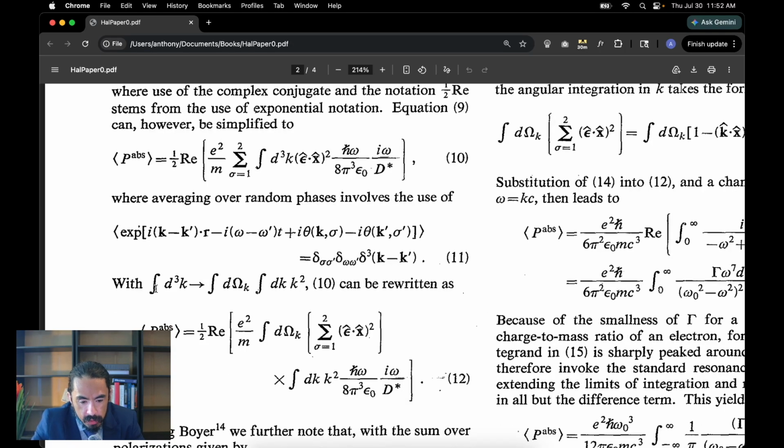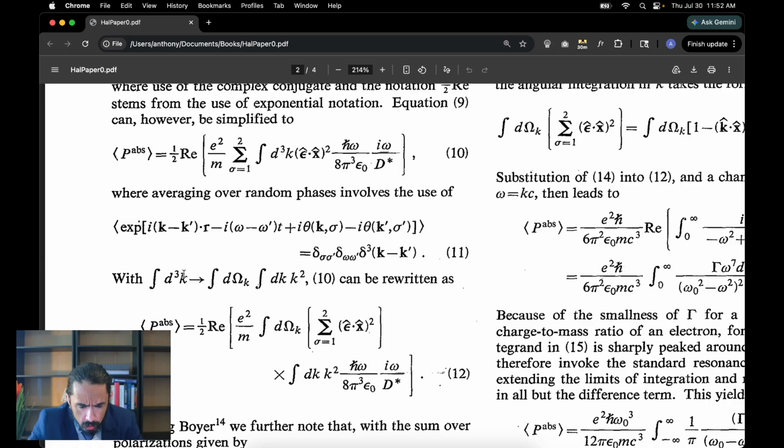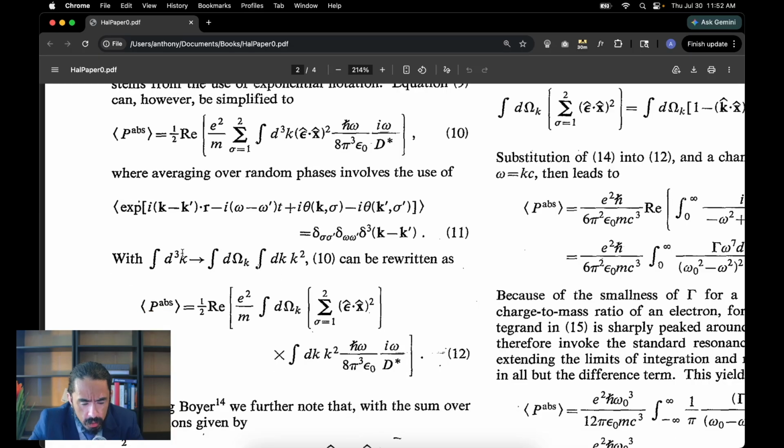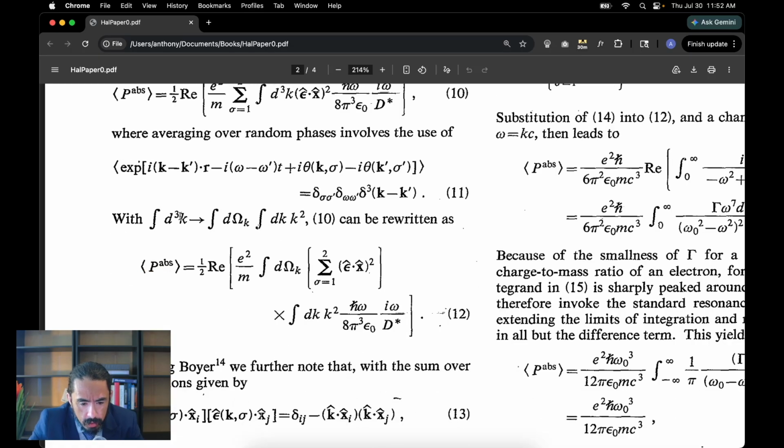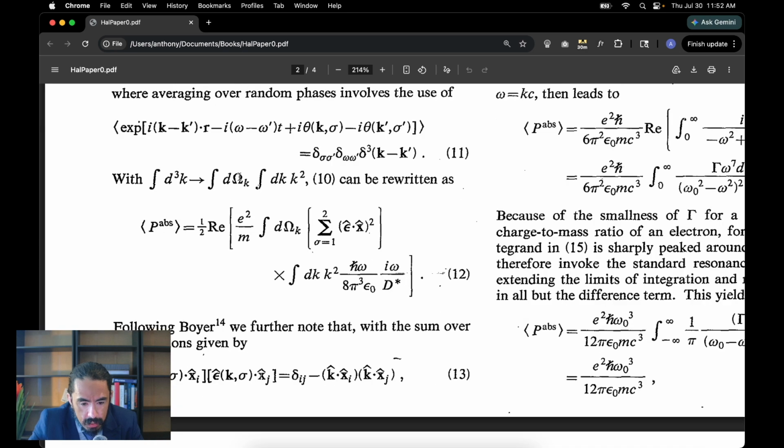So when we have this integral d3k, we can use an integral identity to rewrite it as d capital omega sub k times the integral dk times k squared. Capital omega sub k is a polarization angle, I suppose. So now we can write our expectation value for the absorbed power as 1/2 times the real component of e squared over m times two integrals, which we're going to be taking the cross product of.